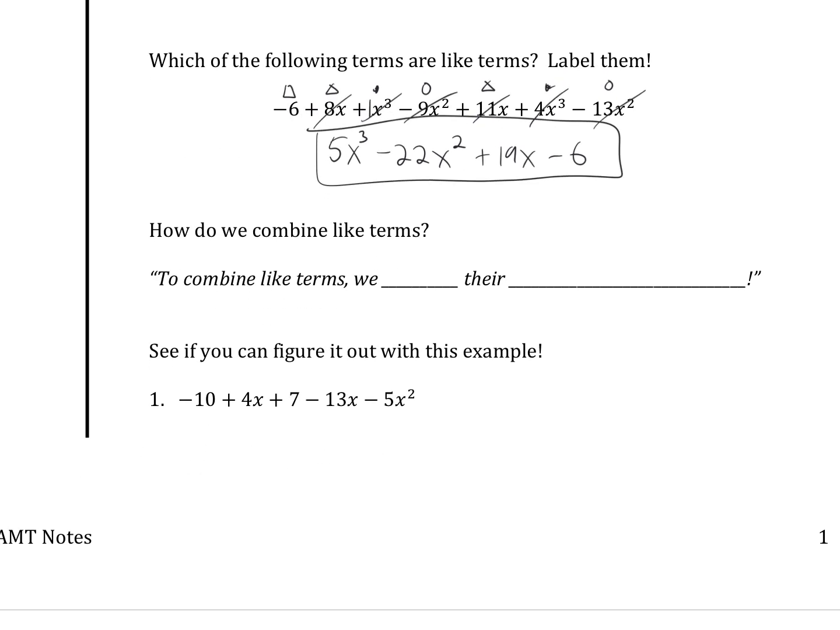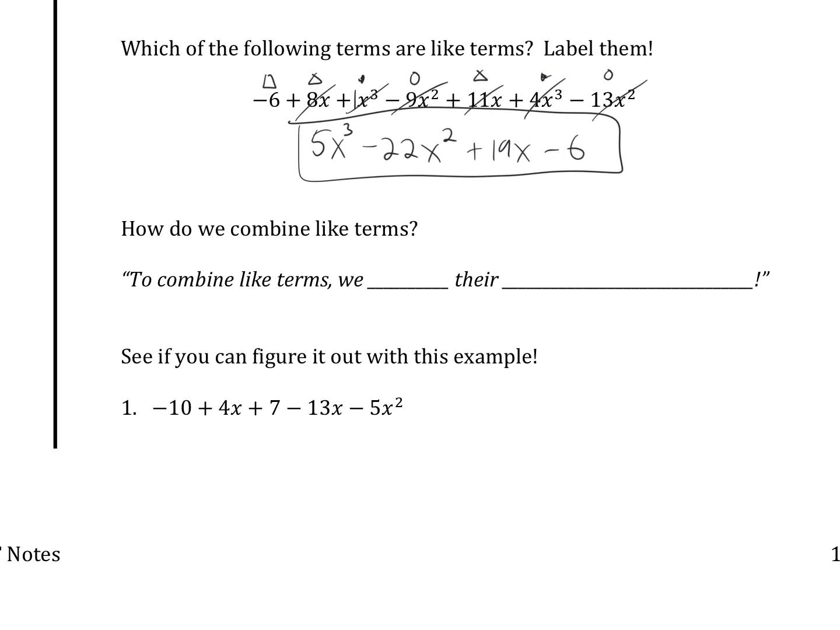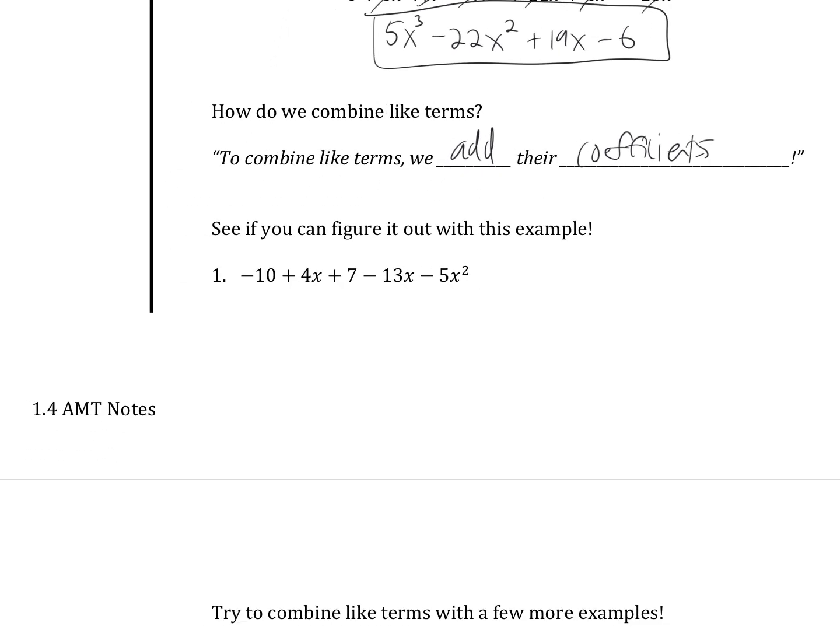All right, so we've been talking about this already, but the way we combine like terms is we're going to add their coefficients, which is the numbers in front, okay? Add their coefficients. Okay, so we've been doing it already for a little bit here, but let's see how we do this here, okay? Why don't you guys go ahead and pause and see how you do for number 1.